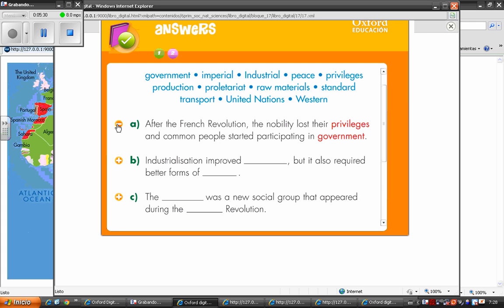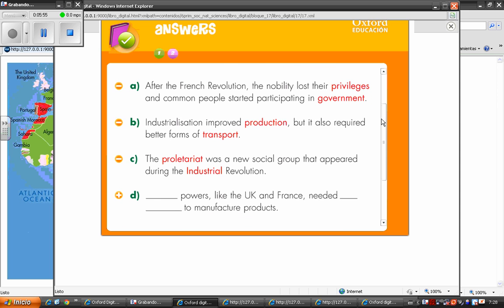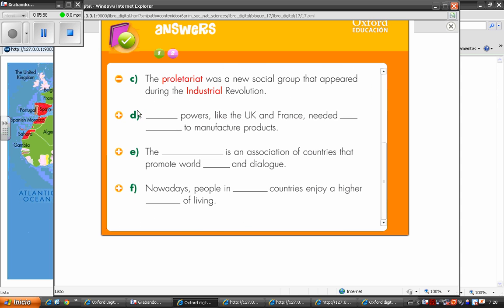Letter A. After the French Revolution, the nobility lost their privileges and common people started participating in government. Letter B. Industrialization improved production, but it also required better forms of transport. And letter C. The proletariat was a new social group that appeared during the Industrial Revolution. Letter D. Imperial powers like the UK and France needed raw materials to manufacture products.